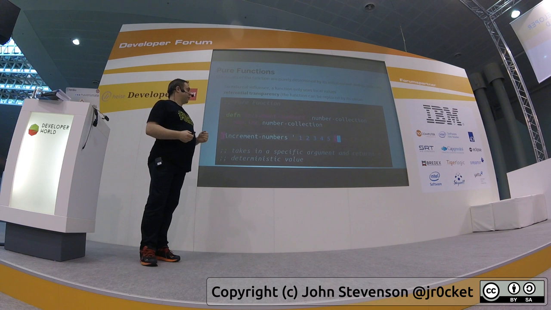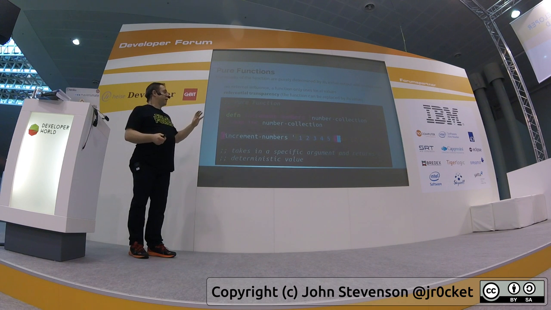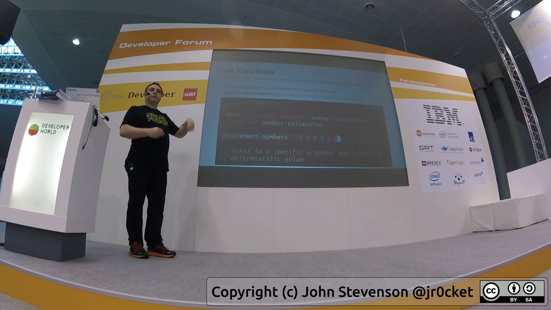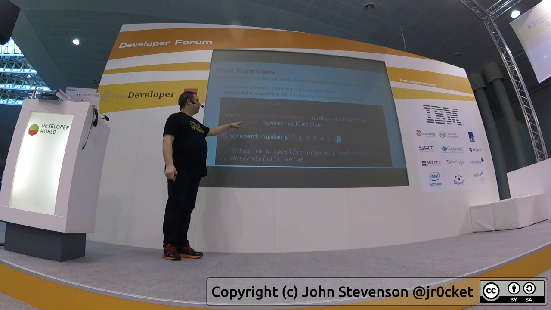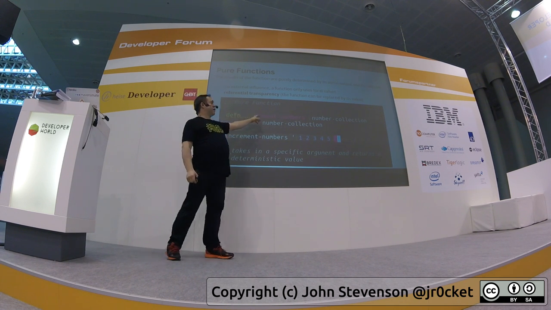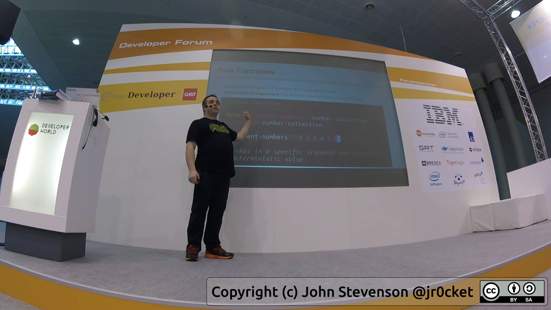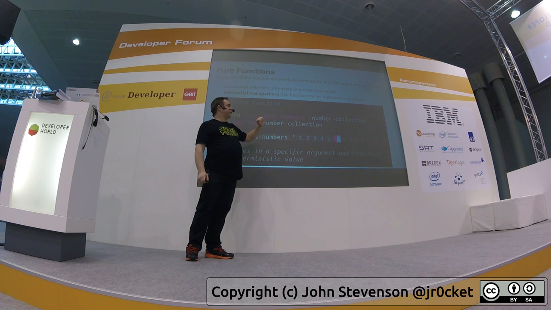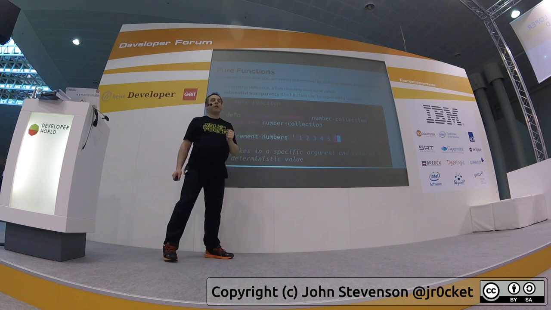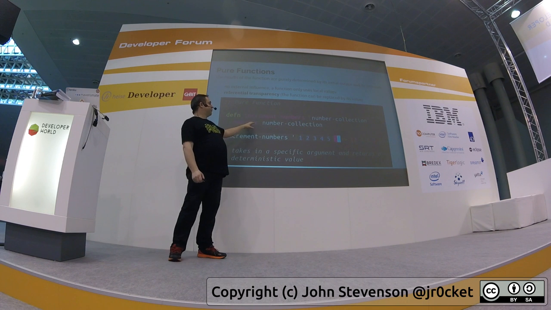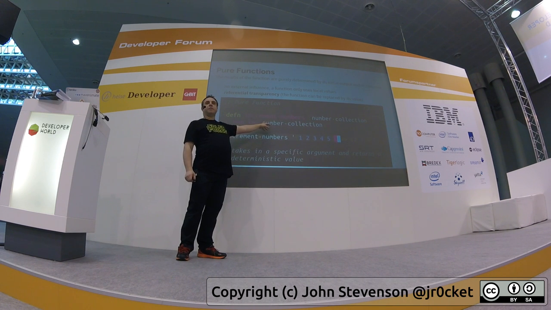So it's quite tricky. Here is an example of what we call a pure function. It's a function that doesn't have side effects. Here we've got a simple function. In the enclosure, we're defining a function by giving it a name, in this case implement numbers. We're giving it an argument in the square brackets called number collection, and then we basically just increment all the numbers in that collection we're passing.